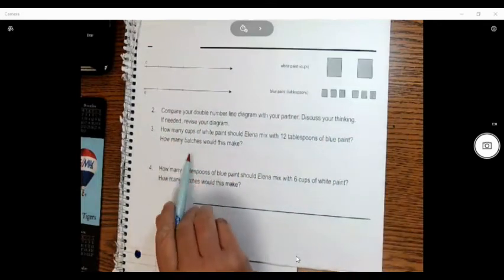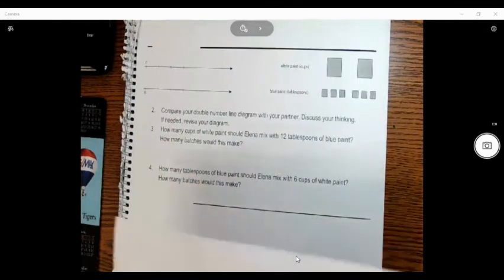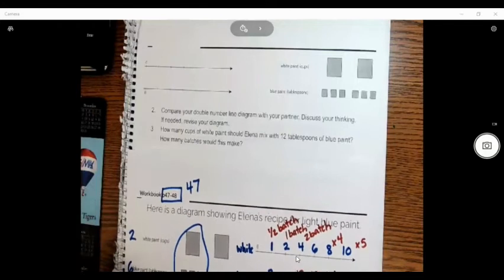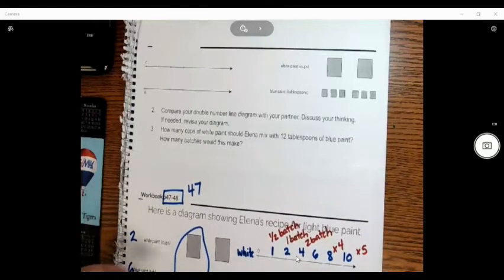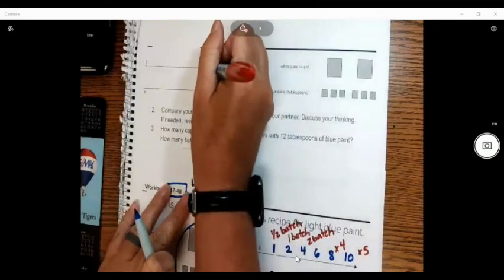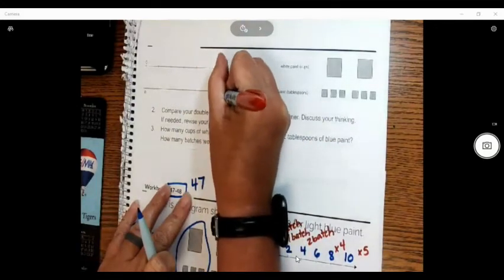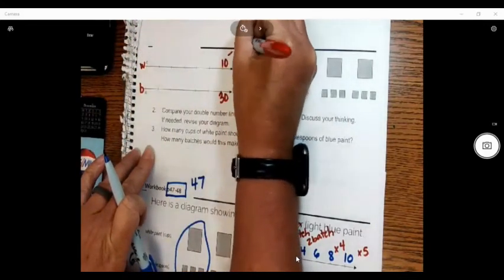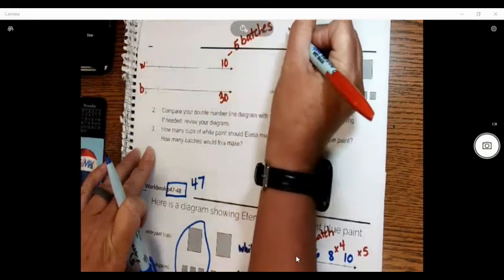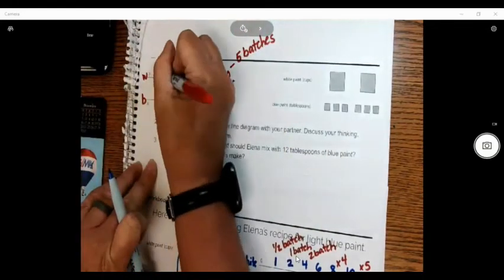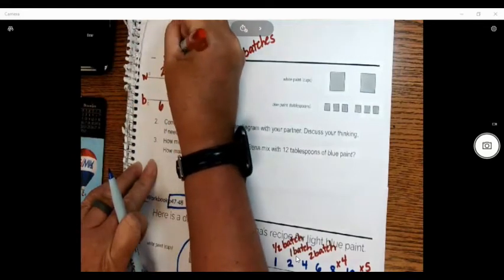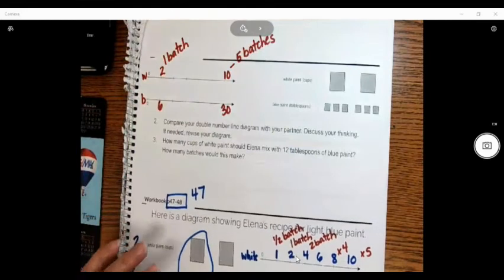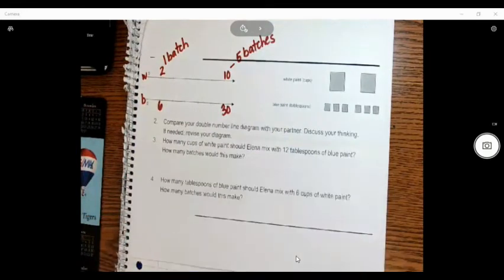Number 3. How many cups of white paint should Elena mix with 12 tablespoons of blue paint? How many batches would she make? Well, we only went out to 10, right? Here, and that was 30. This was our white paint, and this was our blue paint. And we said this was 5 batches. Because again, remember, one batch was 2 to 6. This was one batch. So what we're asking is, how many cups of white paint should Elena use with 12 tablespoons of blue paint?